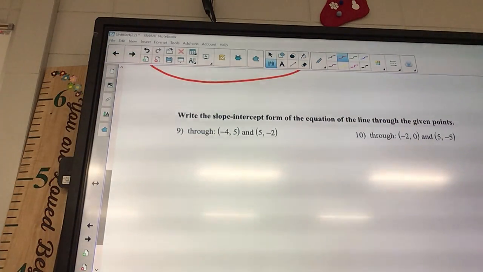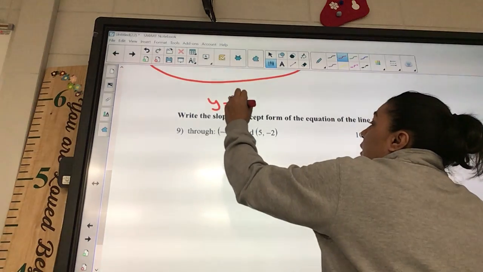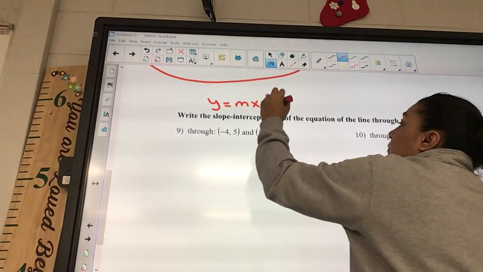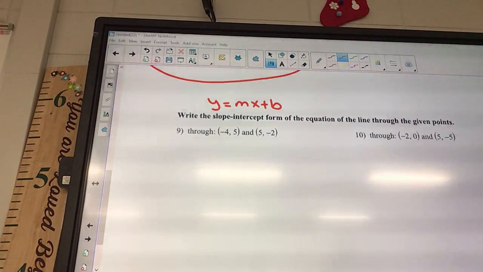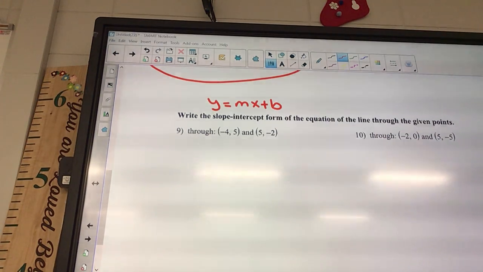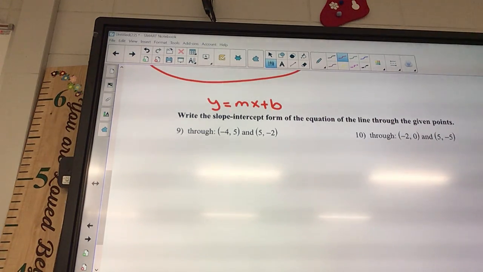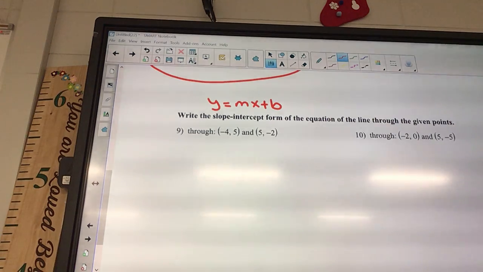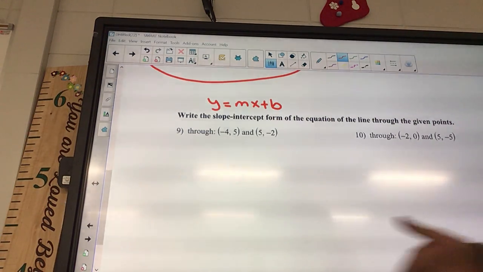Okay, number 9, write the slope-intercept form. So this is what we need our answer to look like. Somewhere on here, I'm going to take small steps and put a little star next to it. This is, I don't want to say the hardest of all the problems, but it's worth the most points because it has all 3 steps. You're going to follow this step order.